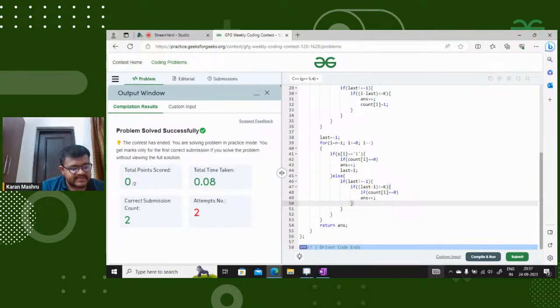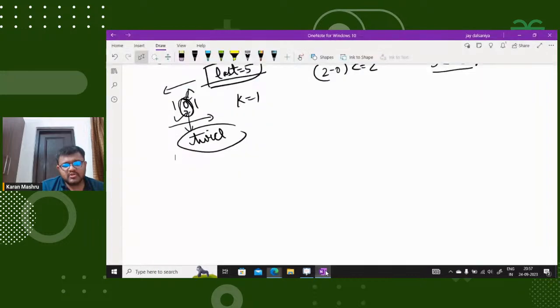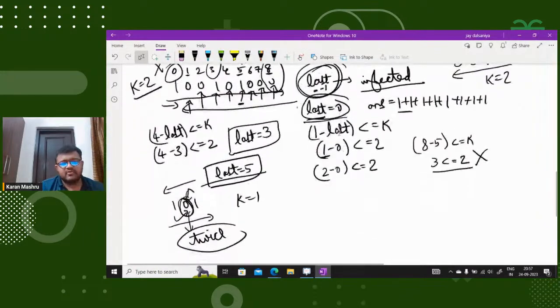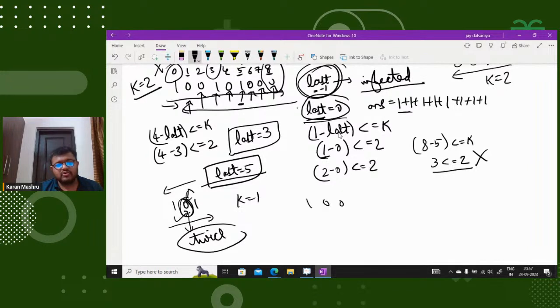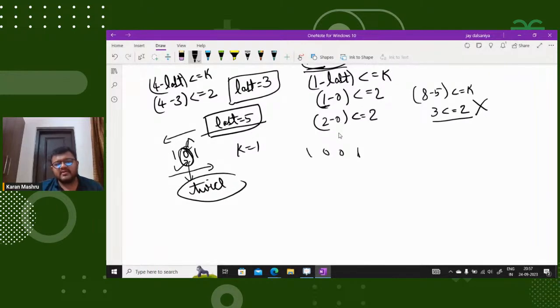Please explain the right side by dry run. So it will be the same as the left side. Basically, see here, 1 0 0, let's say 1. Let's say we are running only from right to left, and we have not run from left to right. That is what I'm telling.